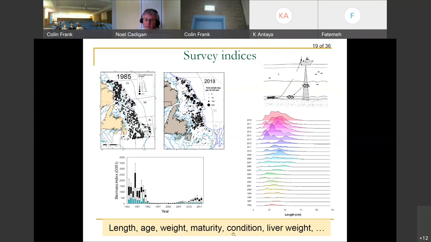And there's a lot of biological information collected. Here I'm just showing a figure for the length compositions, I don't think this is Northern cod, this must be some other stock, but this is the type of information that would be collected for cod and for many other species in the bottom trawl surveys. And fish are measured for length, age, weight, maturity, condition, liver weight, and so on.